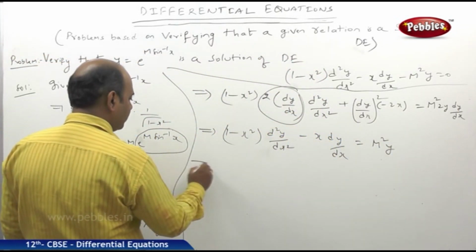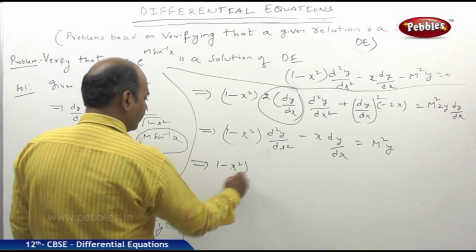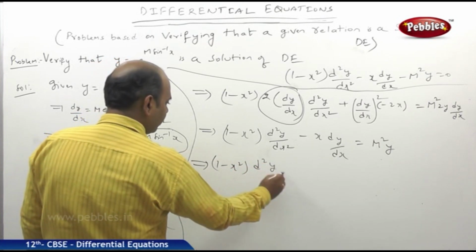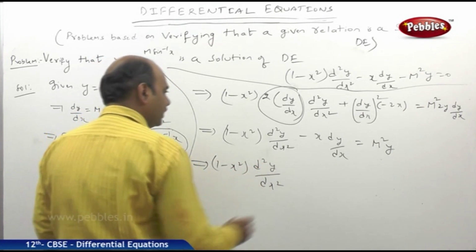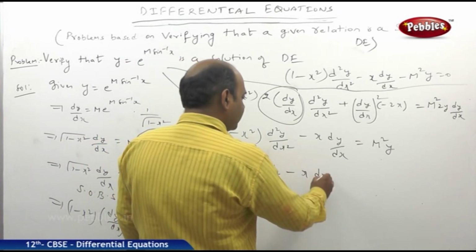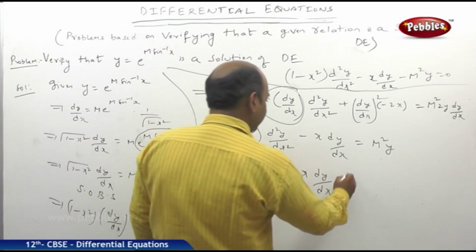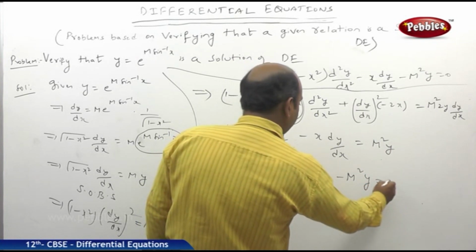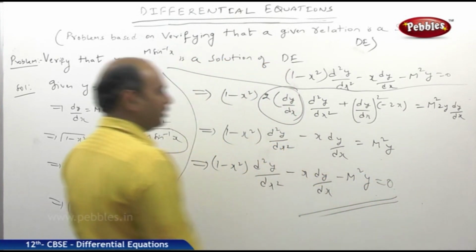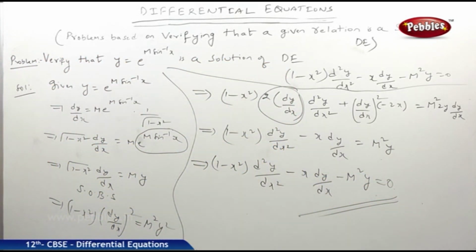Finally I'll bring m square y to this side. So 1 minus x square d square y by dx square minus x into dy by dx minus m square y equal to 0. Hence the end of the problem. Finished. Copy.